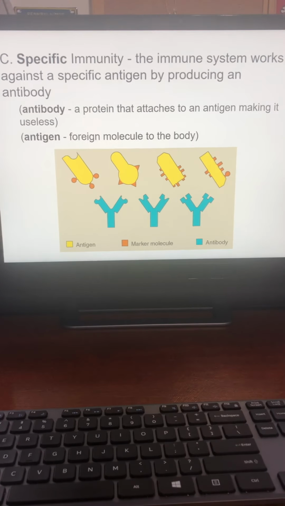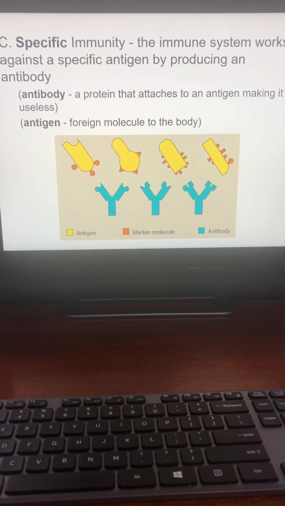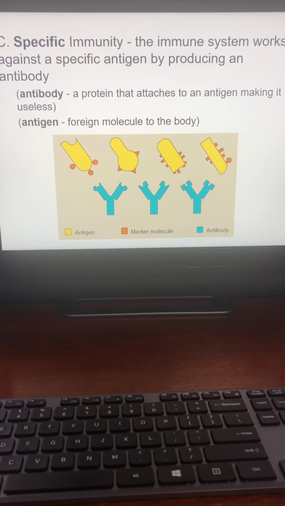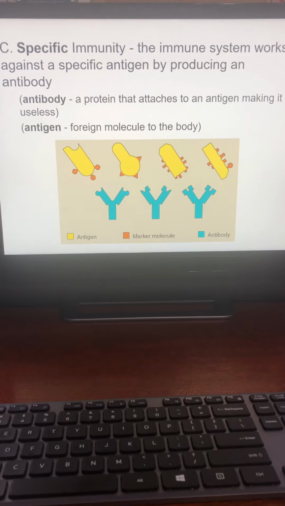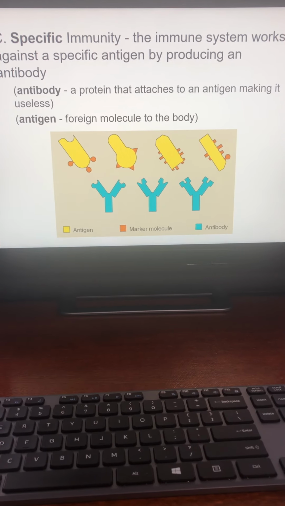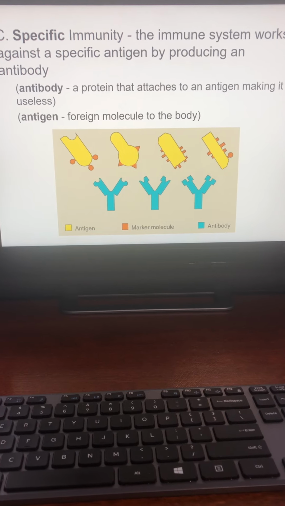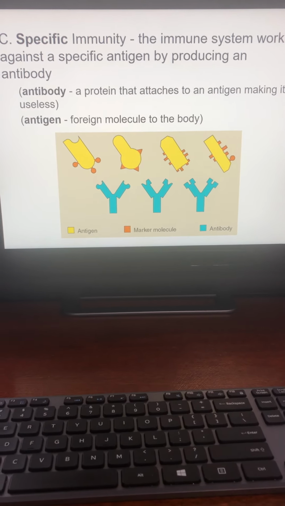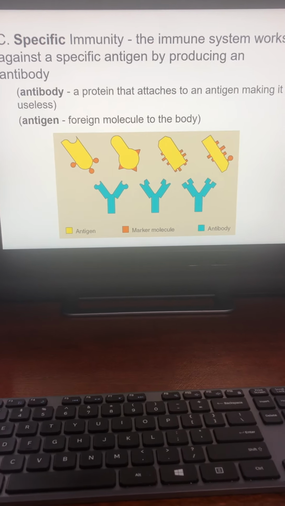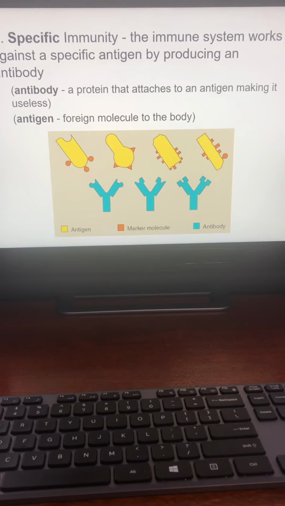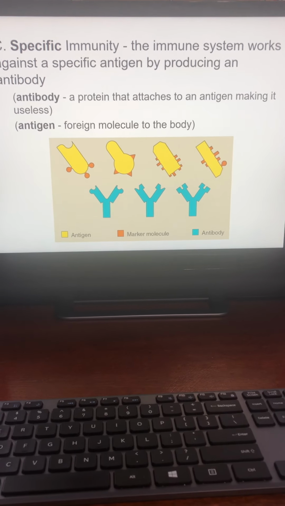Specific immunity. Specific immunity is when the immune system is going to work against a specific antigen by producing what we call an antibody. You may have heard of, again in the news, they've been talking about antibodies and testing people to see if they have antibodies, because people that have come in contact and have gotten sick from the coronavirus, their body will produce antibodies, so that if they come in contact with that same strand again, it has to be that same one.